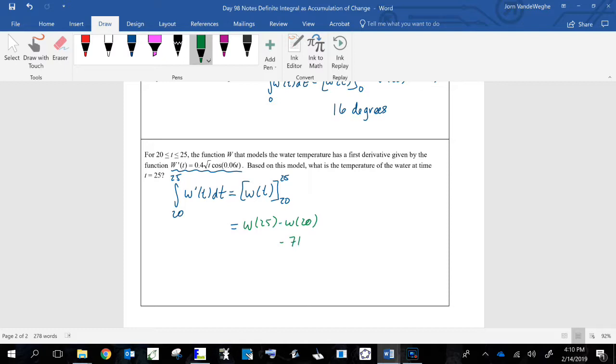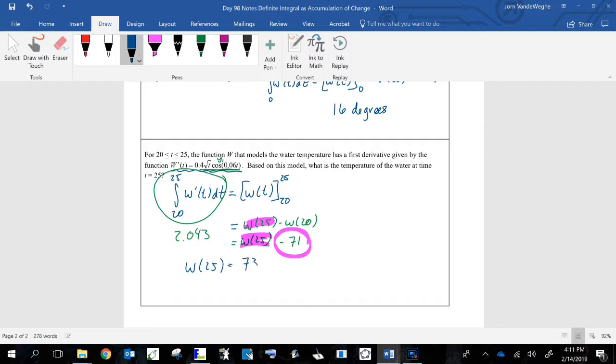Okay, I'm looking for the temperature of the water at t equals 25. So I'm looking for this number right here. I don't know what that is. I have to isolate that. And how do I figure out what's on the left side of the equation? I'm going to plug all this into Math 9 on my calculator. Obviously, this is my y1 in my calculator, and I'm going to find out what that number is. And it is 2.043. So if I want to isolate w of 25, that means I have to add 71. So the temperature of the water then, w of 25, is going to be 71 plus 2.043, which is 73.043 degrees Fahrenheit.